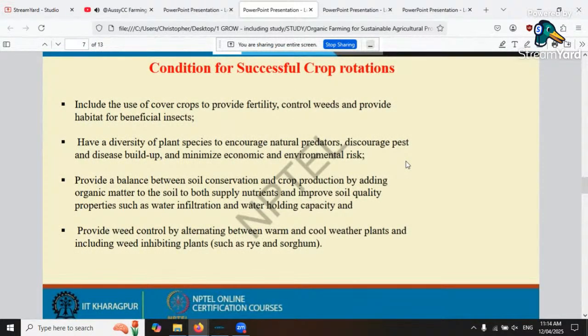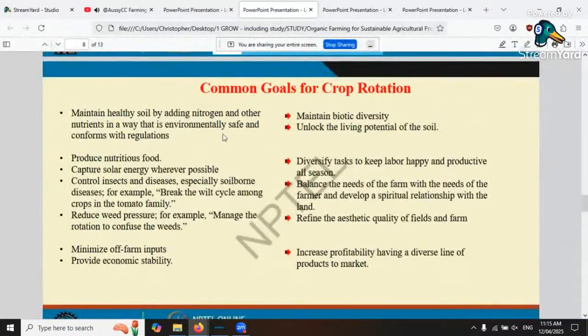Conditions for successful crop rotations include the use of cover crops to provide fertility, control weeds, and provide habitat for beneficial insects. Have diversity of plant species. Provide a balance between soil conservation and crop production. Provide weed control by alternating between warm and cool weather plants and including weed inhibiting plants such as rye or sorghum. You can also put down, remember, the trap crops like marigolds, which all the bad things will be attracted to.